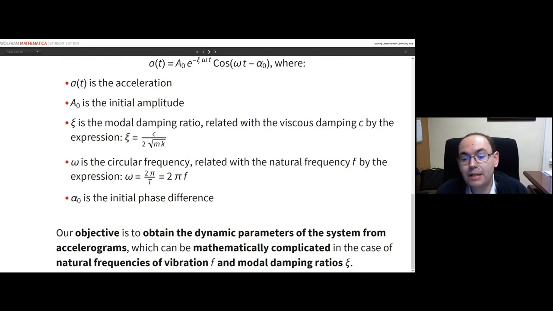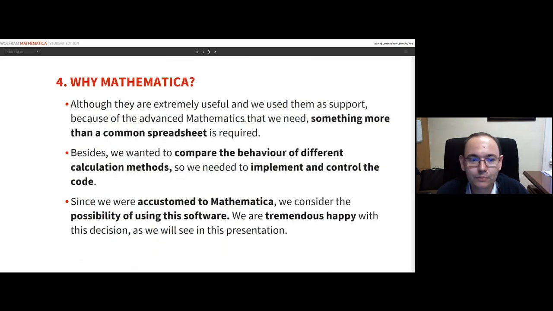Our objective is to obtain the dynamic parameters of the system from the accelerograms. And obviously, it can be complicated in the case of natural frequencies of vibration and modal damping ratios. And that is what we are trying to solve.